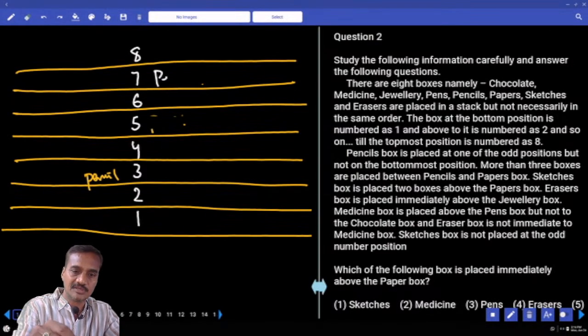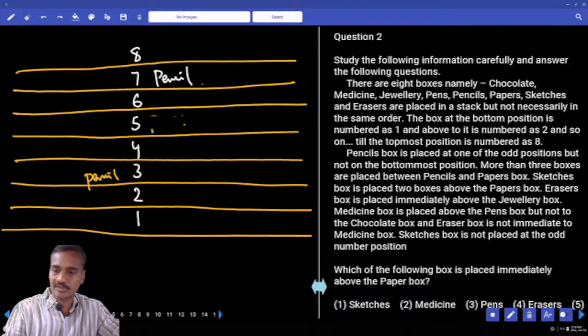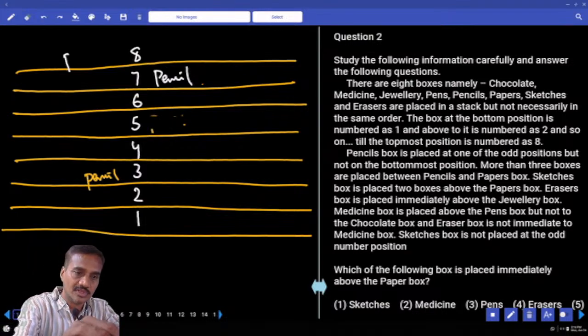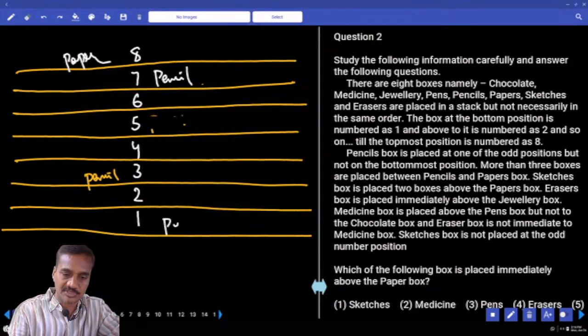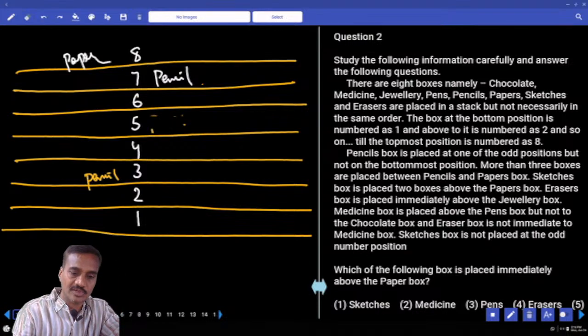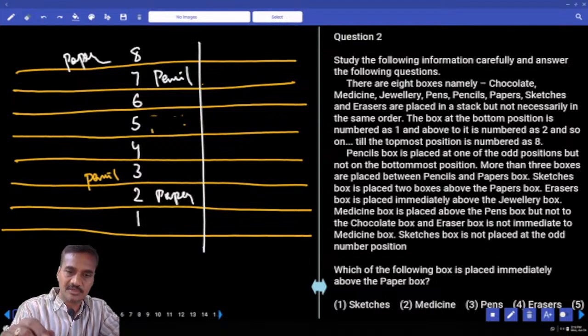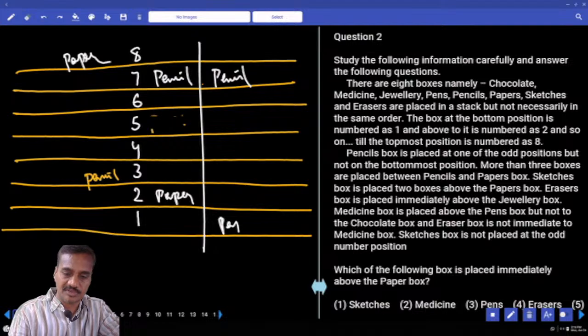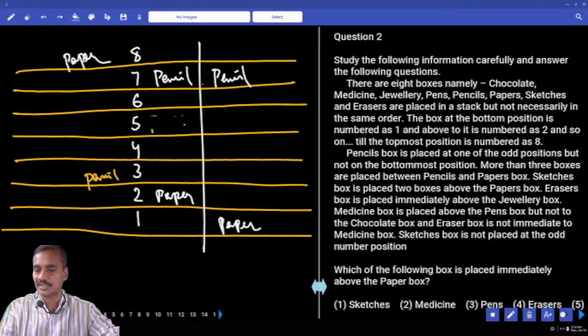Now pencil is here, and more than 3 boxes between pencil and paper: 1, 2, 3, 4, minimum 4 boxes, paper is here. Now here again, paper must be at this place, minimum 4. So there are 2 possibilities. What are those 2? Paper can be at the 2nd place or paper can be at the 1st place. Hence in this case there are 2 possibilities. Paper can be at the bottom.